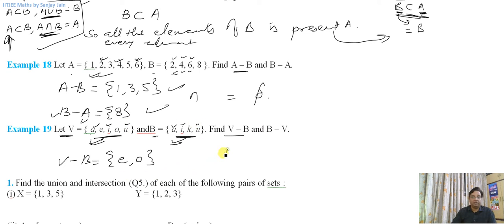Alright, and what about B minus V? The elements of B that are not there in V. A, I, U, we have seen that are common to both. So K is the only element of B that is not present in V. So B minus V is this, V minus B is this.